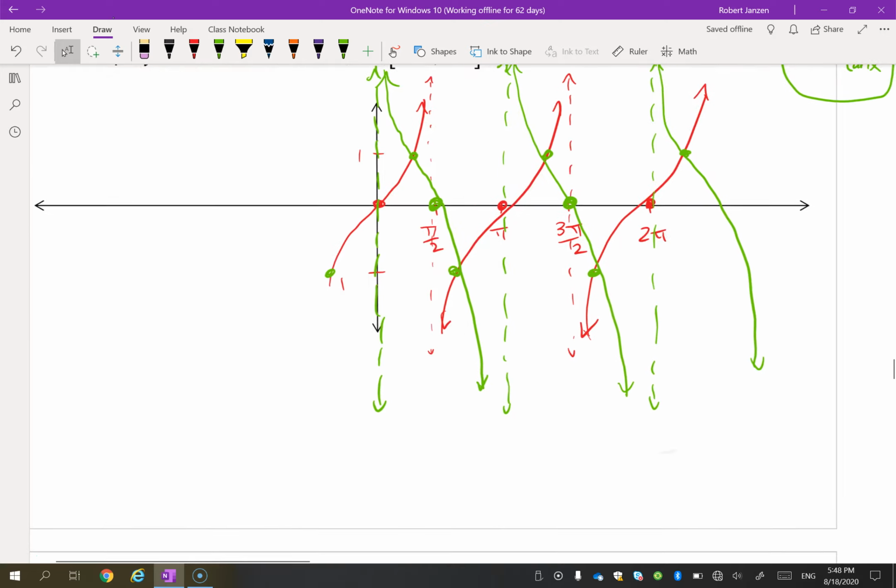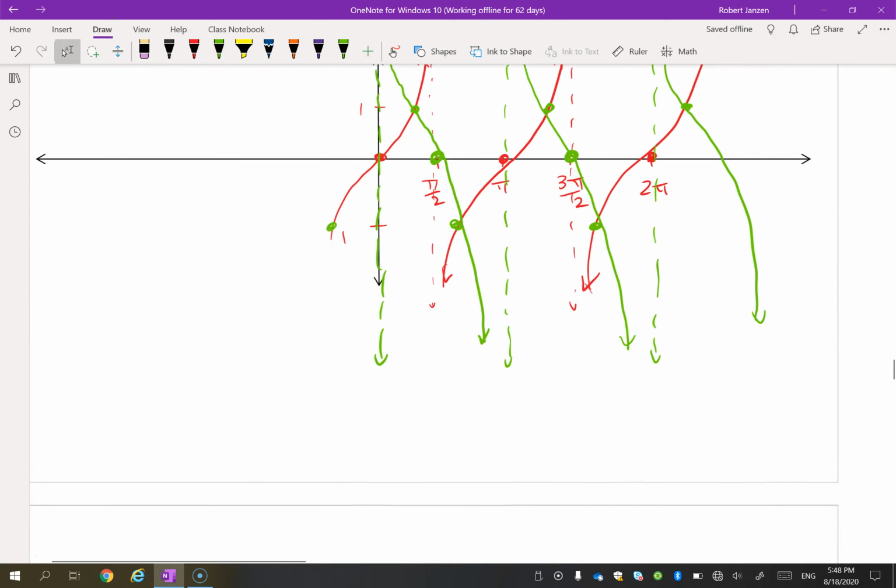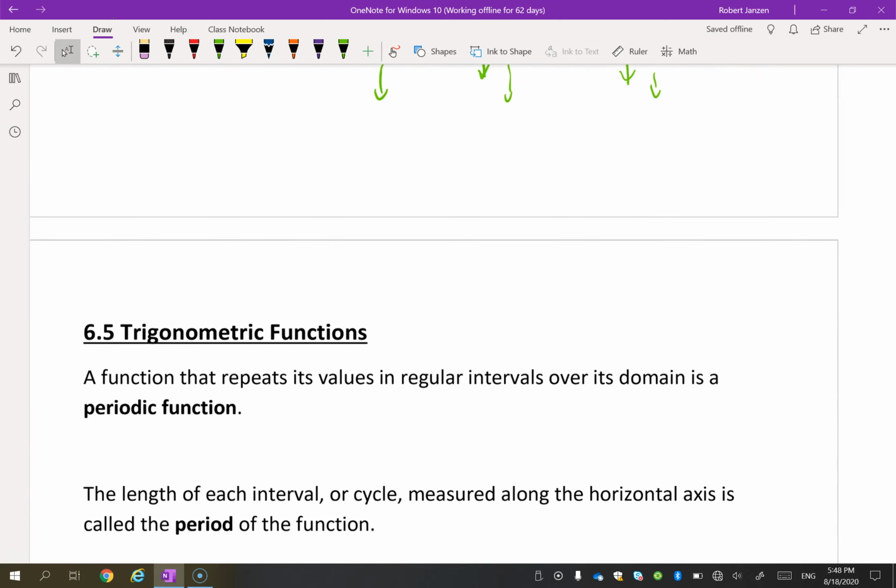So spend a couple, try and do those a couple times, and then we will continue with the trig functions next lesson.